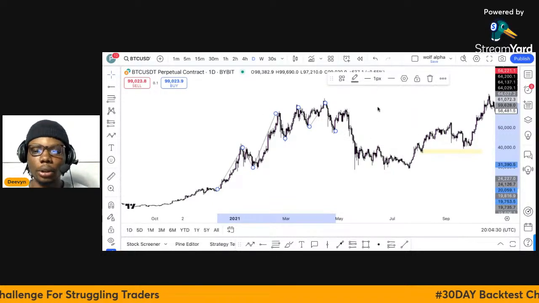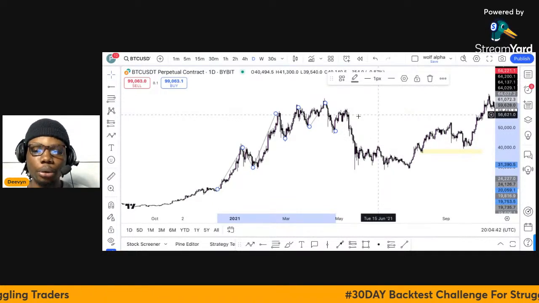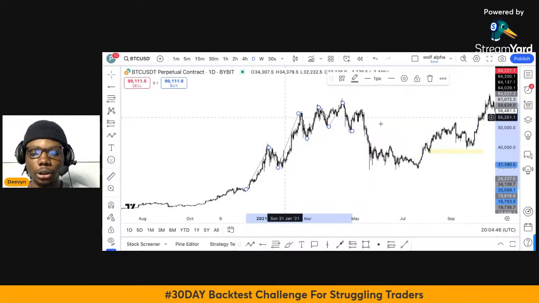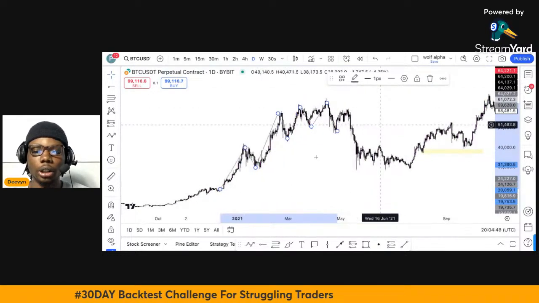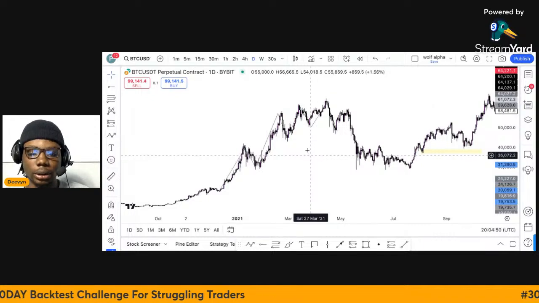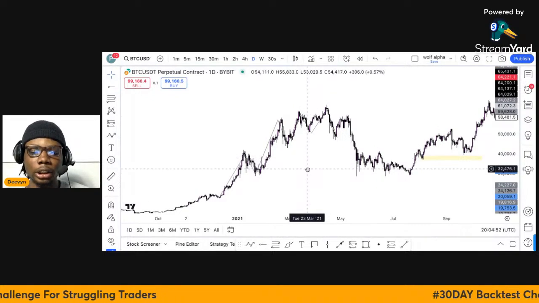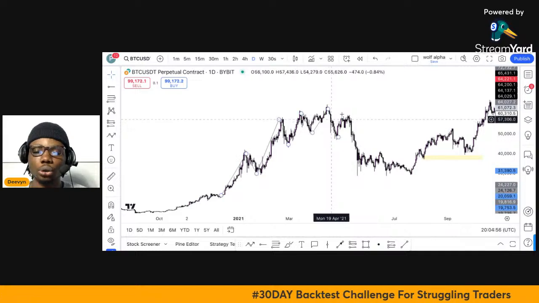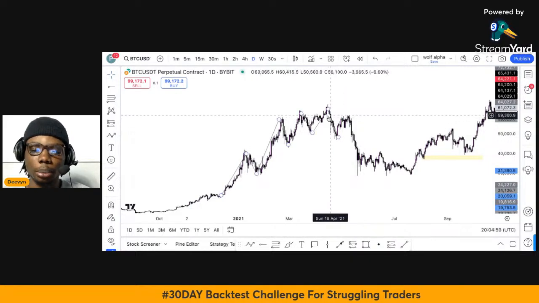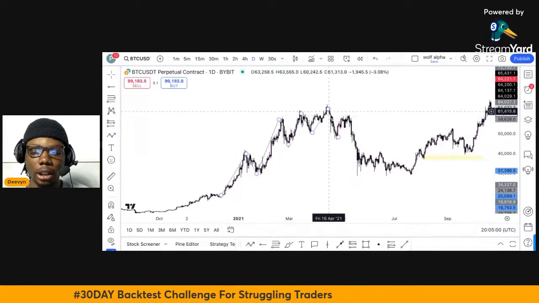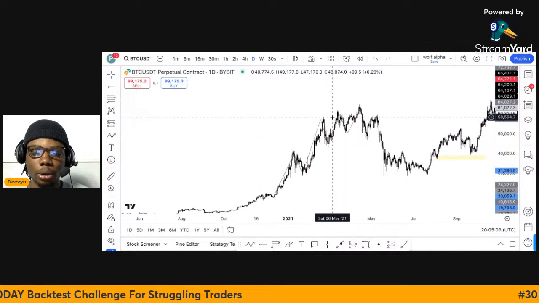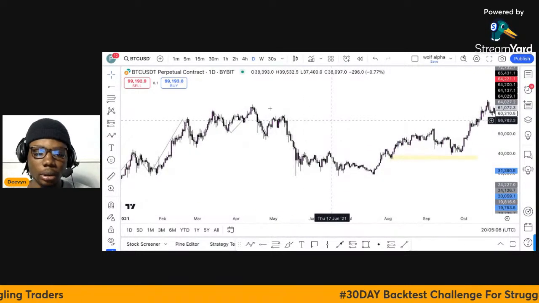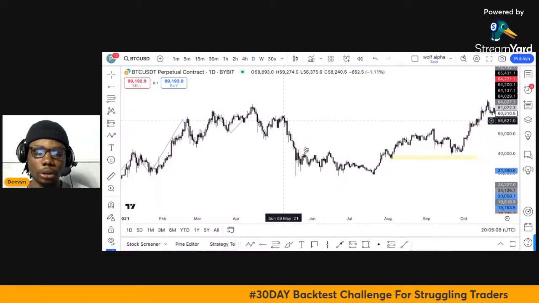So now, this is the point of concentration for this course today. We are looking at understanding or taking note of the reasons why price came back to react or mitigate this imbalance or this fair value gap over here and continue to the downtrend.